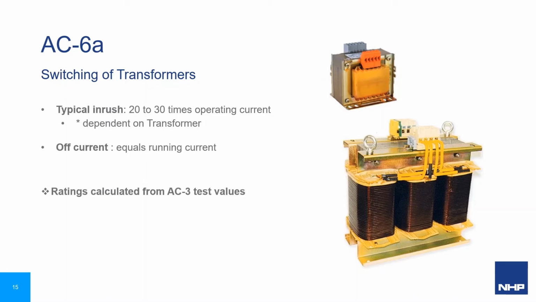The contactor needs a high making capacity to avoid contact welding upon closing. With standard 60947-4-1, the AC6A rating can be calculated from the tested AC3 switching capacity. For an N of 30, the rating equals 45% of the AC3 Ie. For other N factor values, these are generally listed in the contactor's technical data.